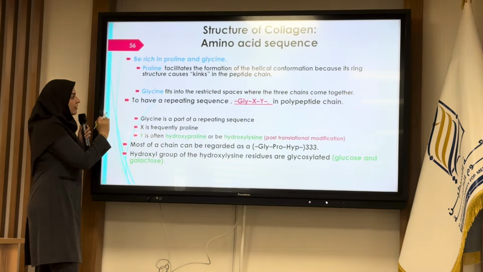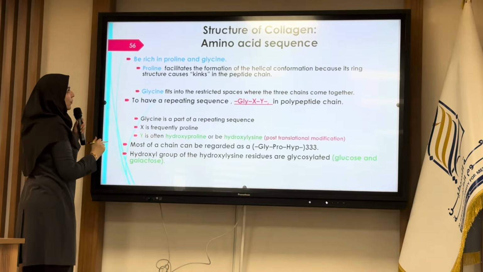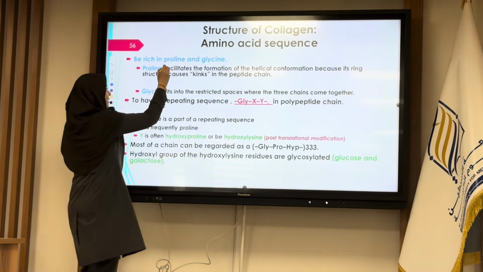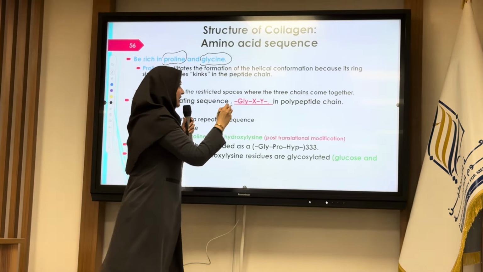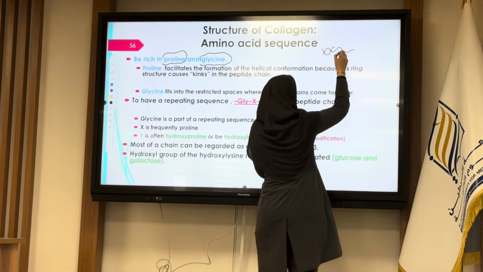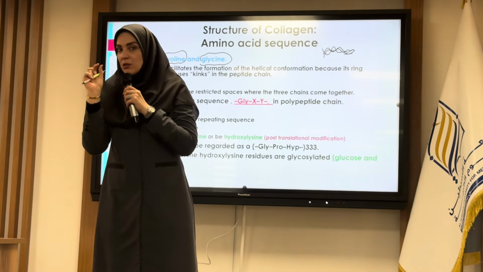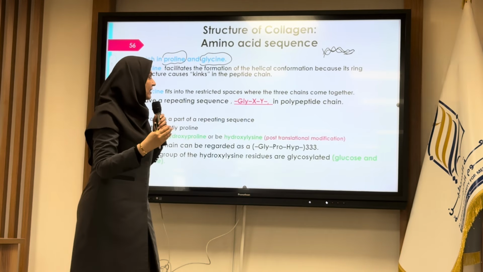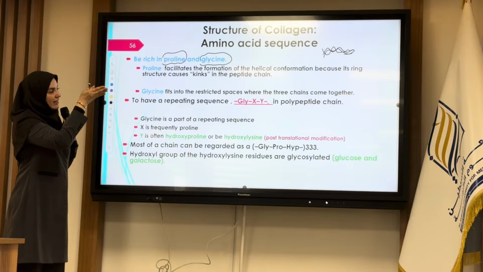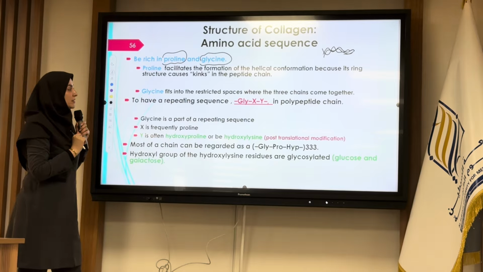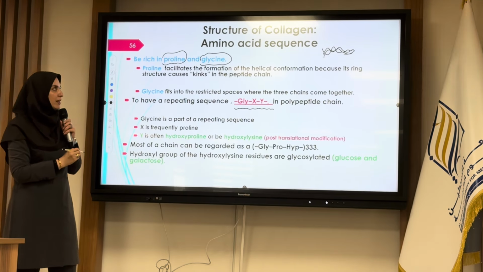At first, you should know which amino acids are frequently found in the structure of the collagen. As I mentioned, because it is a three alpha chain, they wound around one another, so it's better to have some small amino acids. At first, glycine is very suitable. And also proline, because its inverted kink angle makes it a suitable amino acid. But we have a repeating sequence in the structure of the alpha chain.